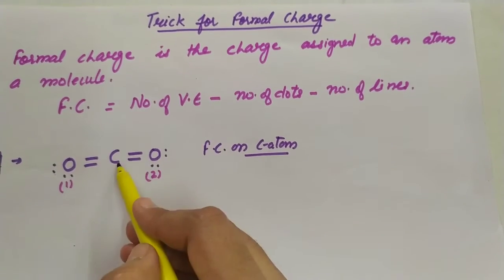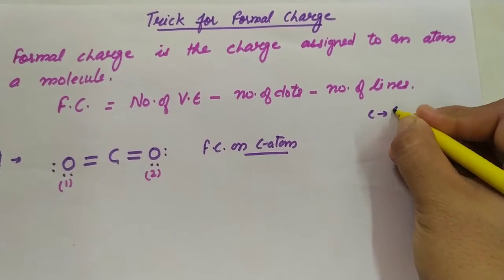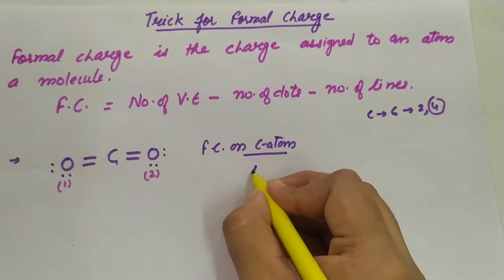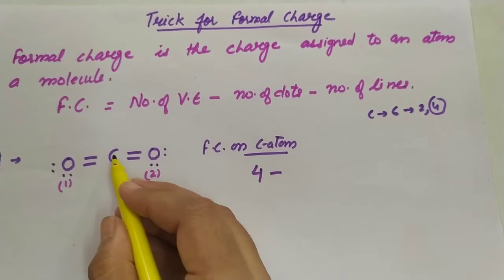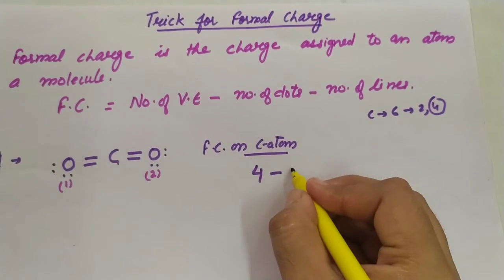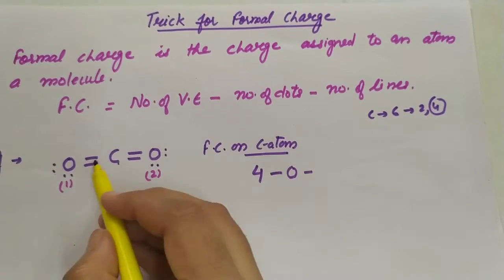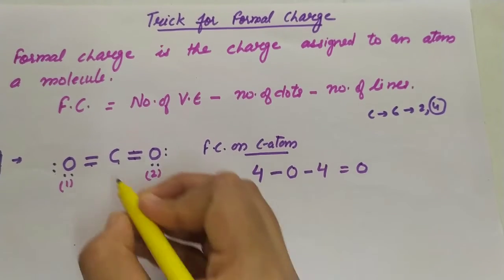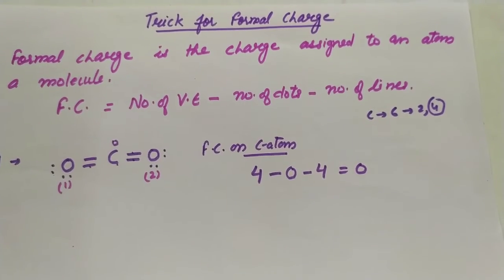Firstly, the number of valence electrons. In case of carbon, the atomic number is 6, electronic configuration 2 and 4, so the number of valence electrons is 4. Number of dots, in this case there is no dot, 0. Number of lines, 1, 2, 3, 4. 4 minus 4 is equal to 0. It means the formal charge on carbon is 0.